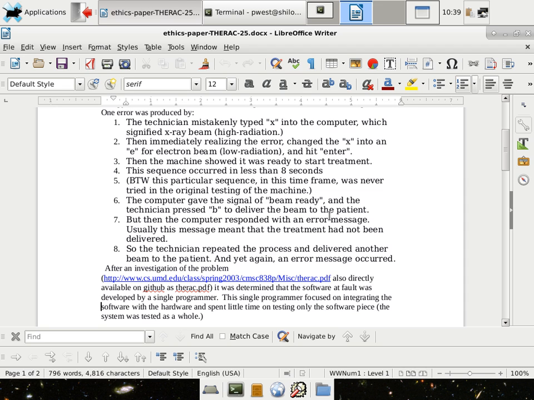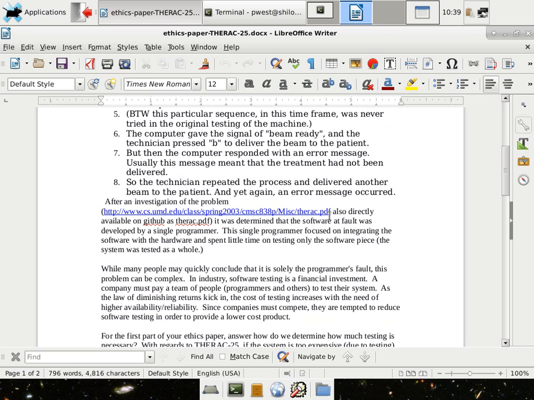Well, that's good. Every once in a while I get a person that thinks the programmer's at fault, but while many people may be quick to conclude that it's solely the programmer's fault, it can be more complex, and in industry software testing is a financial investment. A company must pay a team of programmers and others to test their system. As the law of diminishing returns kicks in, the cost of testing increases with the need of higher availability and reliability of the system. Since companies must compete, they are tempted to reduce software testing in order to provide a lower cost product. So, well, the first question is how much testing should they do for this piece of equipment?